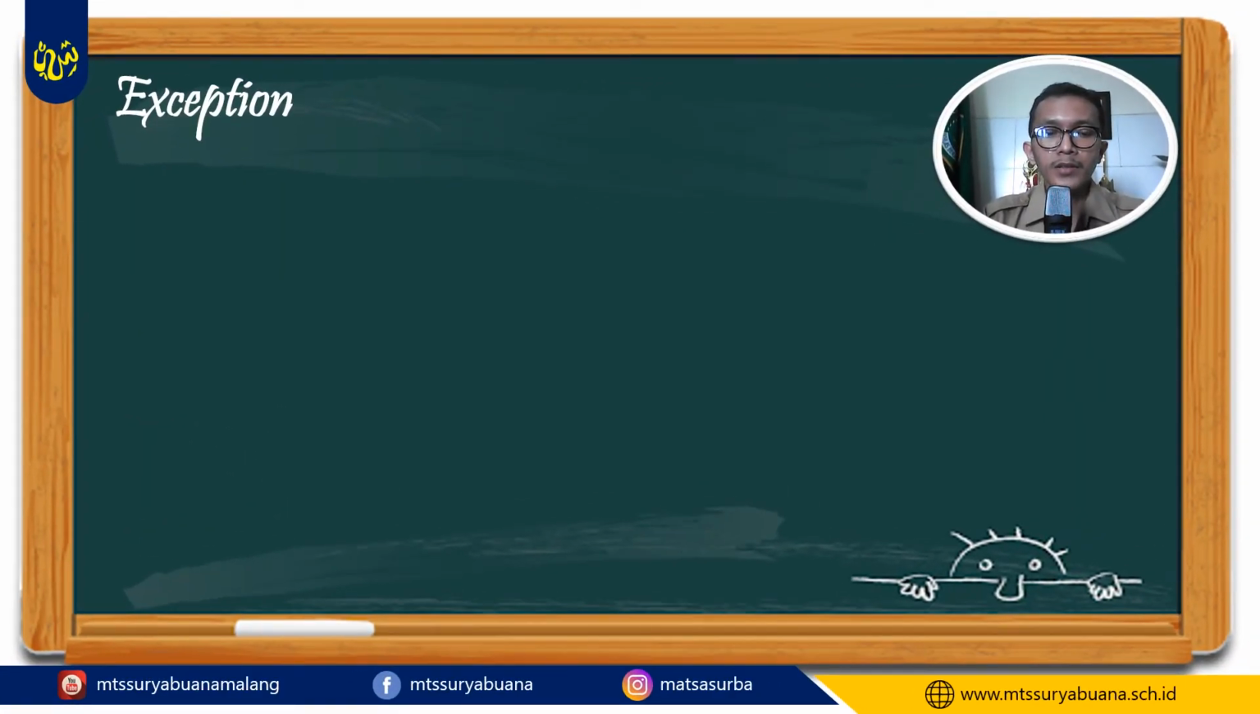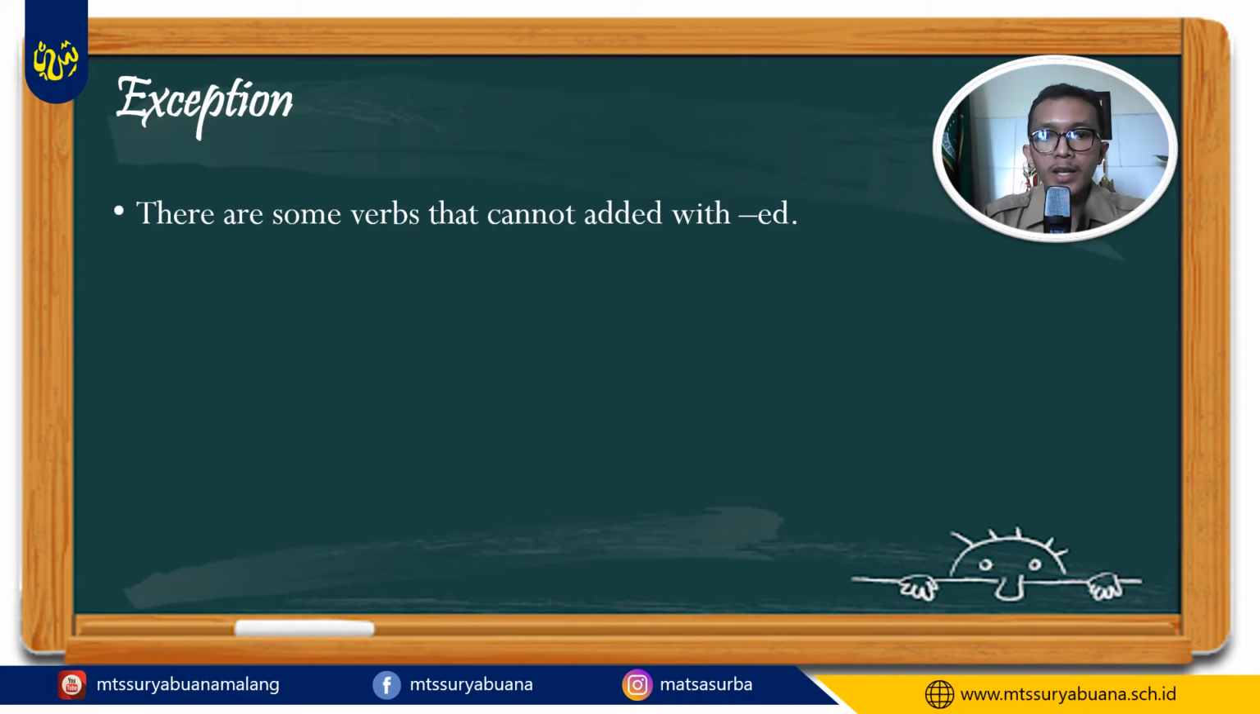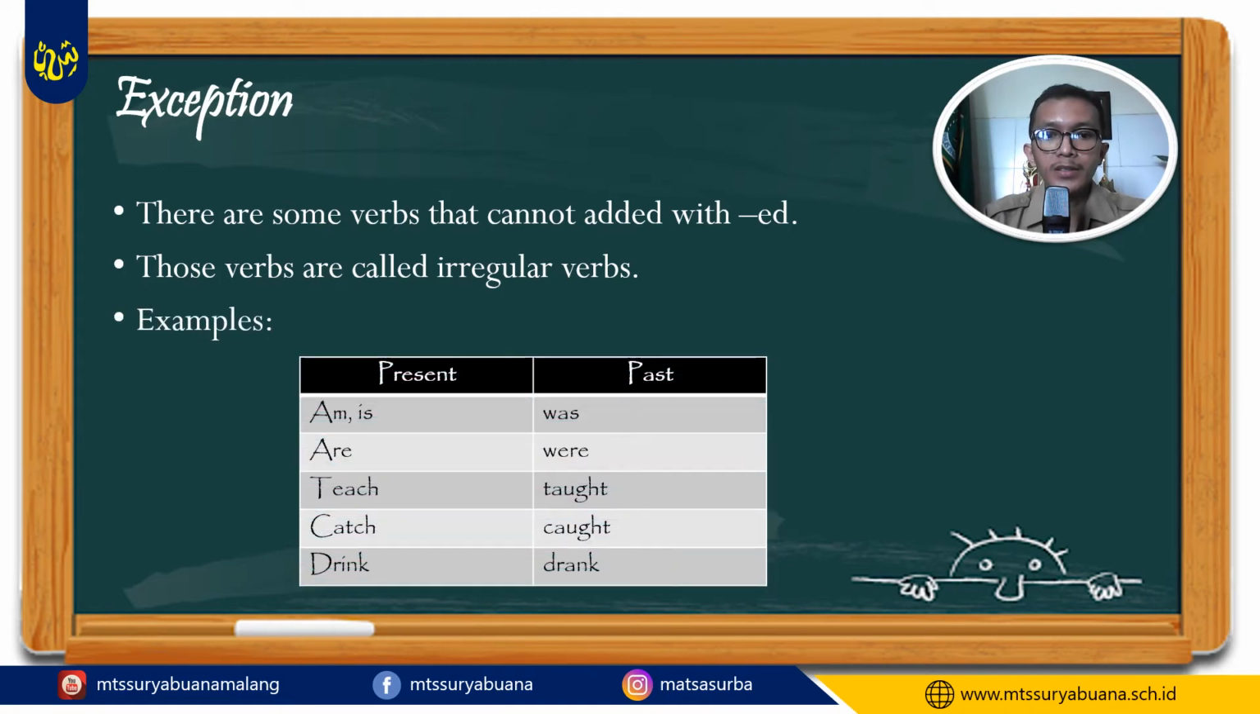Yeah, there are some exceptions related to simple past tense. There are some verbs that cannot be added with -ed. Those verbs are called irregular verbs. Here are examples: am, is, the past form was; are, the past form is were; teach, the past form taught; catch, the past form caught; drink, drank.